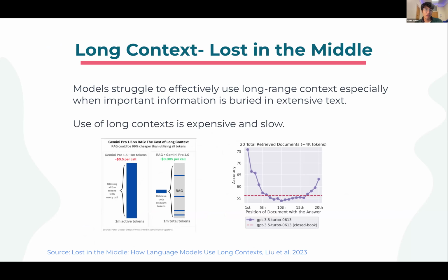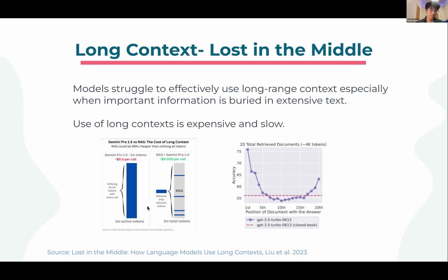Obviously, there's this paper called Lost in the Middle, which shows that models struggle to effectively use long range context, especially when the information is buried in extensive text. So even if you have just around 4,000 tokens, depending on where the information is, you get widely varying accuracy. And secondly, use of long context is expensive and slow, right?